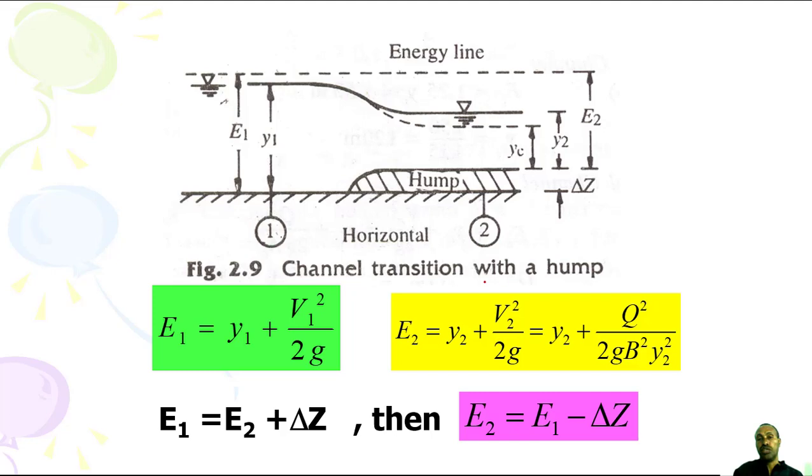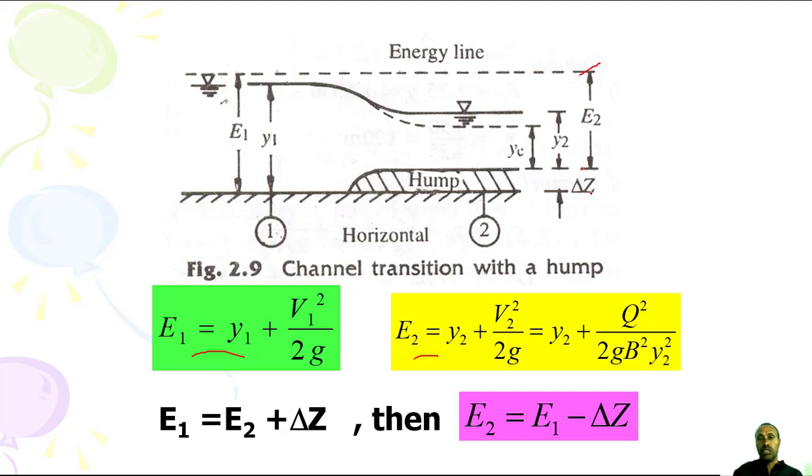So channel transition with a hump is just if there is subcritical flow in the upstream section, there is a drop in water surface. Otherwise, if it is supercritical, there is a rise in water surface elevation. So E1 is given by this equation or this equation. E2 is this one. Then for up step, you can see now E2 will be E1 minus del Z. So E2 is from here up to here.